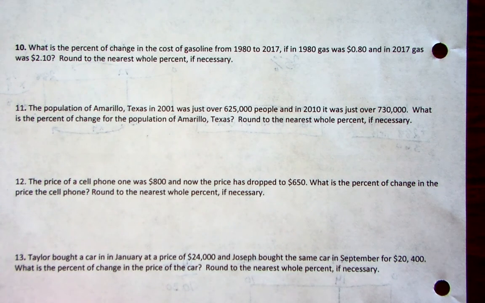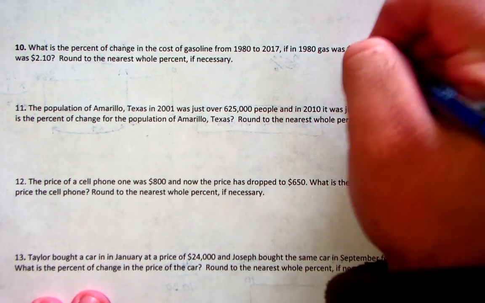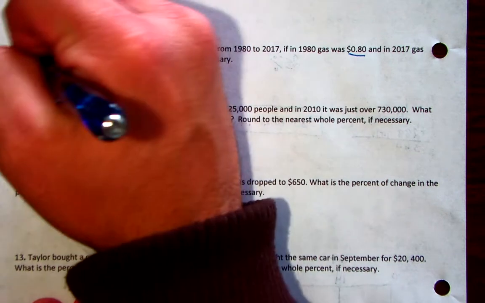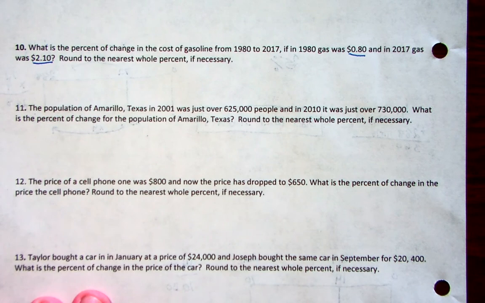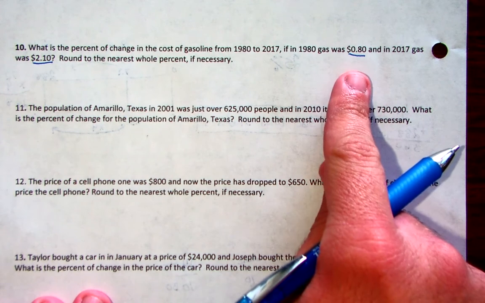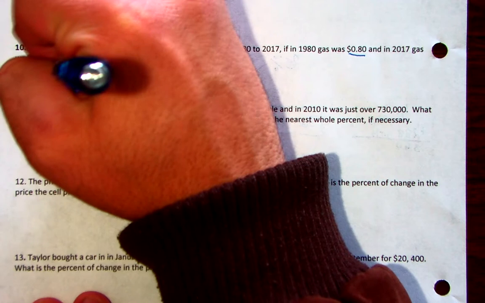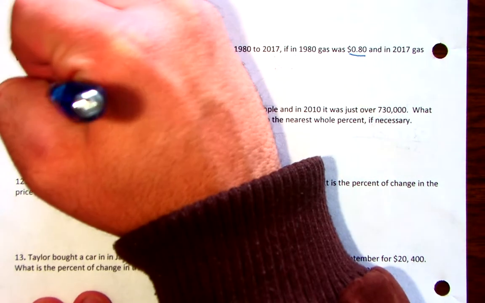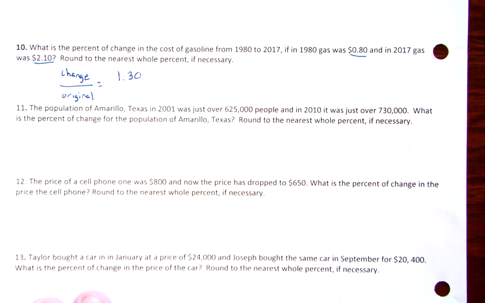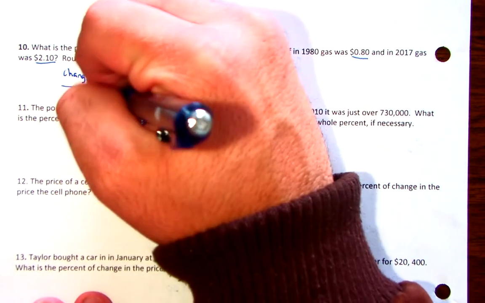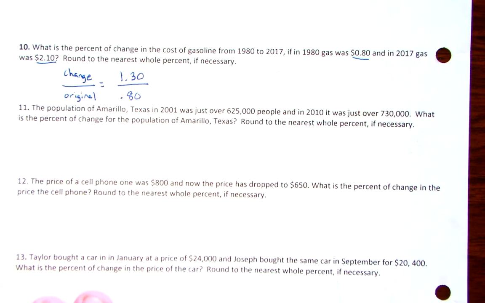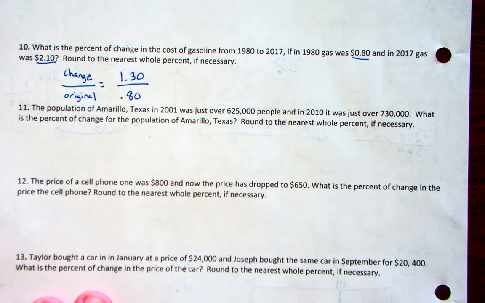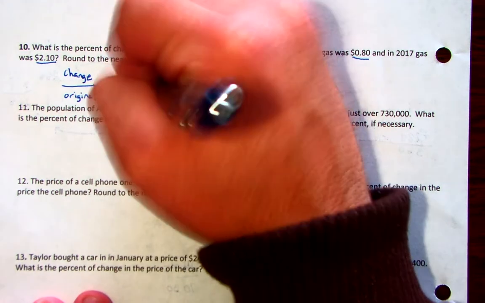Alright, so here's what you do. Your first step. We got to find the difference from the original to the new. So find the difference. What's $2.10 minus 80 cents? Well, that is $1.30, right? So your change was $1.30. But what was the original gas price? The original gas price was 80 cents. Now you have a fraction. So what you're going to do is top in, bottom out.